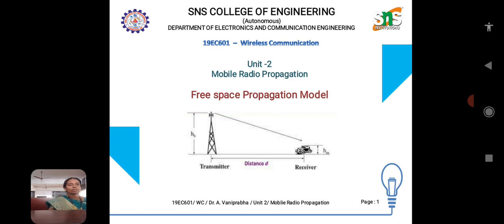Today, my lecture series is on mobile radio propagation. The first portion of this series is the free space propagation model. From the word, it implies the transmission is between free space medium, which is between the transmitter and the receiver. Propagation is the traveling of waves from one point to another. Here the transmitter and receiver are placed in open air or free space.